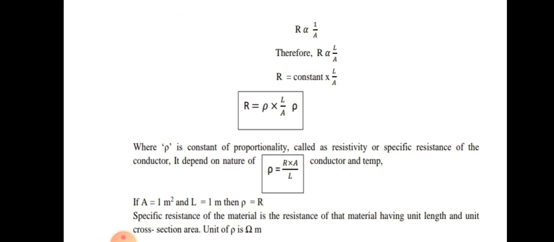And you have to keep in mind that while measuring resistivity and specific resistance, all the other conditions like the dimension and the temperature of that conductor should remain the same and should not change. Okay, so this is about the resistivity or the specific resistance.